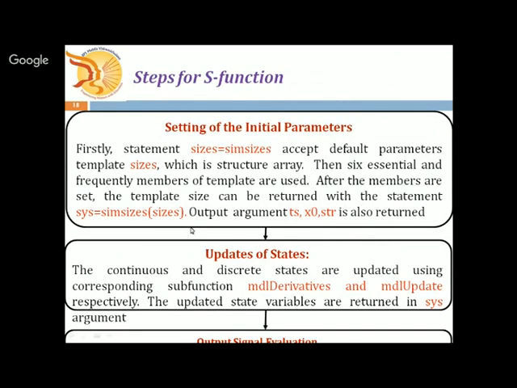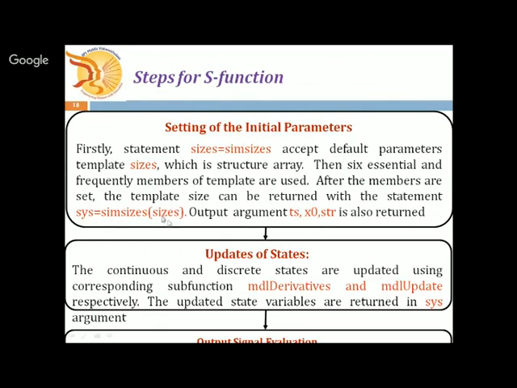There are three things that you have to remember. When we call this initialize sizes function, we are setting the initial parameters. Firstly, the statement sizes equal to simsizes, except default parameters, template sizes, which is a structure array. Then six essential and frequently used members of the template are set: number of continuous states, number of discrete states, number of outputs, number of inputs, direct feedthrough, number of sample times. After the members are set, the template sizes can be returned with the statement sys equal to simsizes.